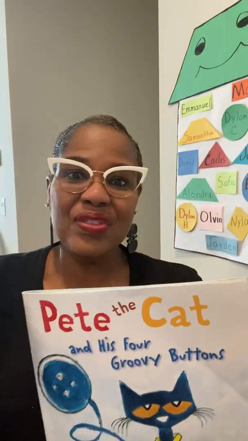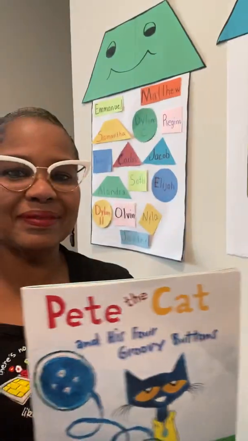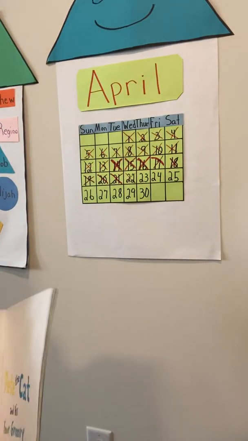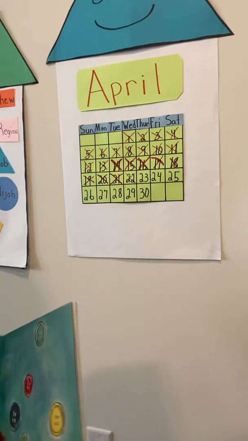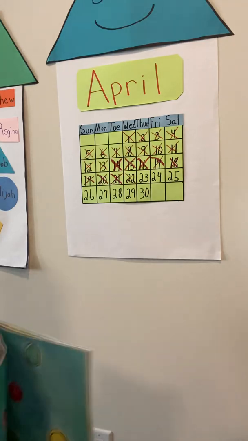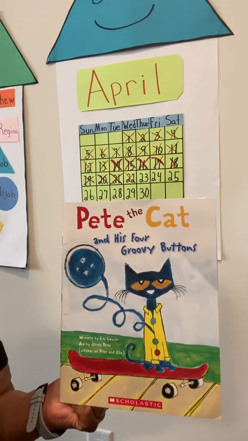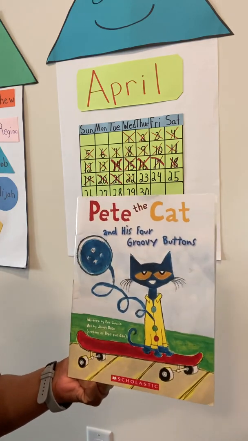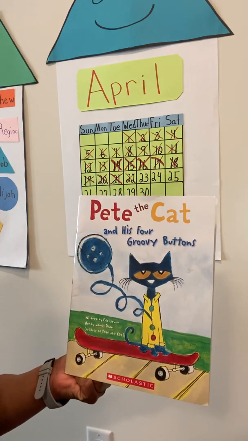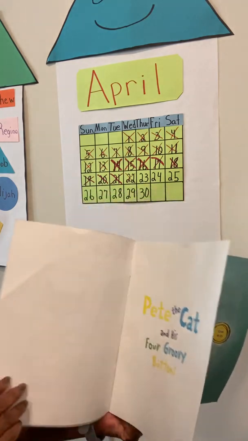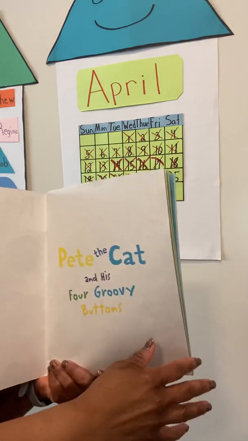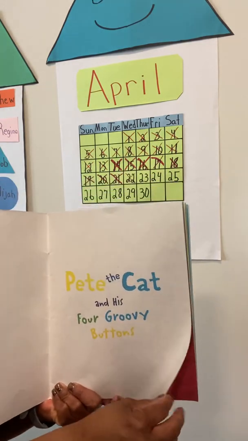So I'm going to turn the camera so you can see the book. Right now you see the calendar. The month is April, and the day is the 23rd. All right, Pete the Cat and his 4 groovy buttons, written by Eric Litwin.